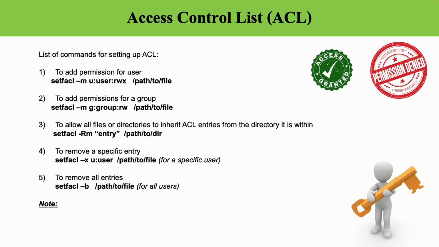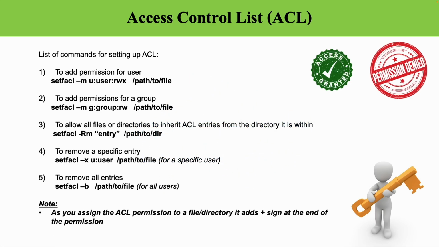A couple of things that you need to remember. One is, as you assign the ACL permission to a file or directory, you will see that it will add a plus sign at the end of the permission. So, when you run ls -l, the first column which shows you the permissions, it adds the plus sign at the end of it, which shows that it has ACL assigned to it. The second thing is setting w permission with ACL does not allow you to remove a file. You can modify and edit the file, but you cannot delete that file.